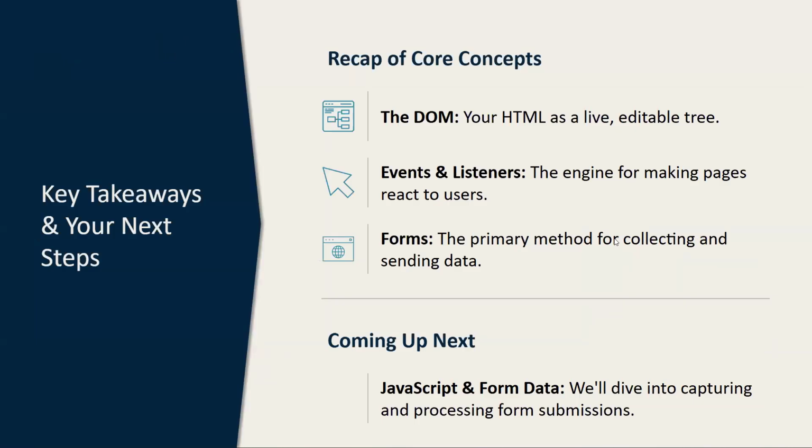So, to wrap up this presentation, the main ideas I want you to leave with are these. First of all, the DOM is basically your HTML represented as a live editable tree in the browser. That's what allows JavaScript to find elements, update them, create new ones, or remove them dynamically. Second, events and listeners are what make pages respond to user actions, whether it's a click, typing into a field, hovering over something, or submitting a form. Event listeners are how we tell JavaScript to react.